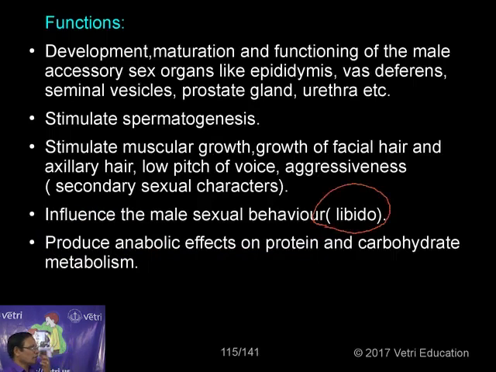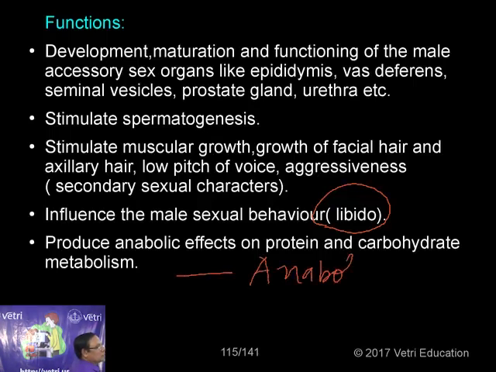It produces anabolic effects on protein and carbohydrate metabolism. Hence, androgen is considered an anabolic steroid. Insulin is also an anabolic hormone. Another hormone involved in synthesis, an anabolic hormone, if they ask in the question paper, is insulin, concerned with the formation of glycogen. Androgen is another anabolic hormone, called an anabolic steroid because it is concerned with the growth of the body during puberty, physical development. Likewise, insulin is an anabolic hormone.